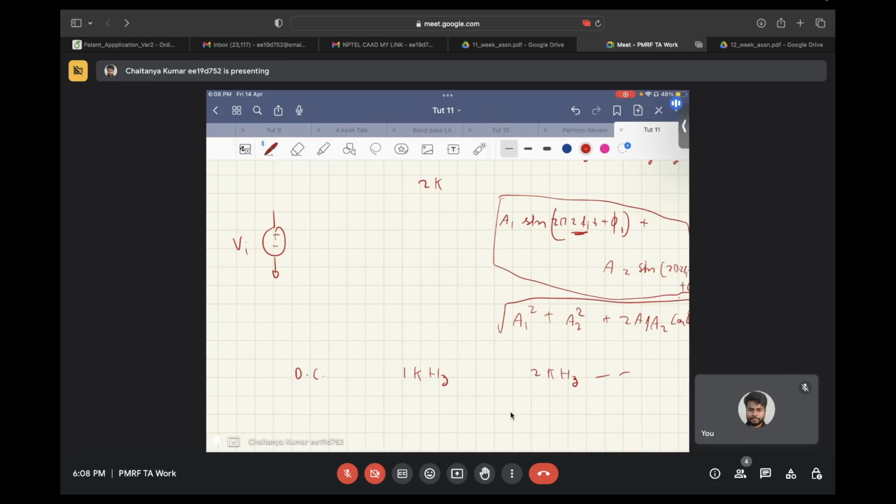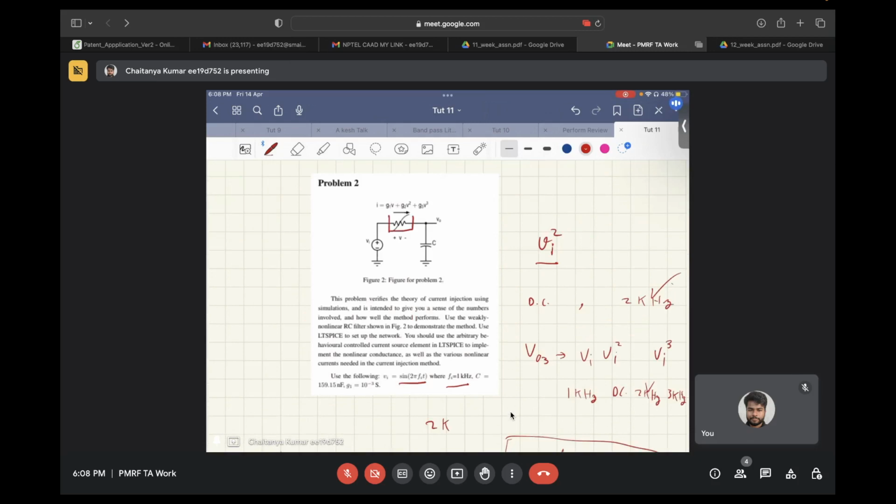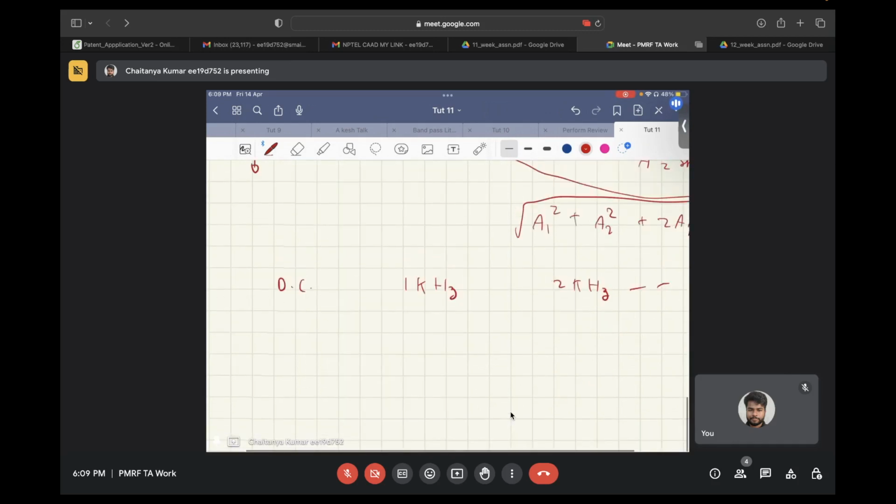And apart from that, you can use LTSpice. This circuit can be realized using an arbitrary behavioral current controlled current source, and you can realize this circuit and see the spectrum of the output voltage by yourselves. And you can verify in the spectrum whatever magnitudes you have calculated for DC, 1 kilohertz, 2 kilohertz; those should match with what you get in simulation.